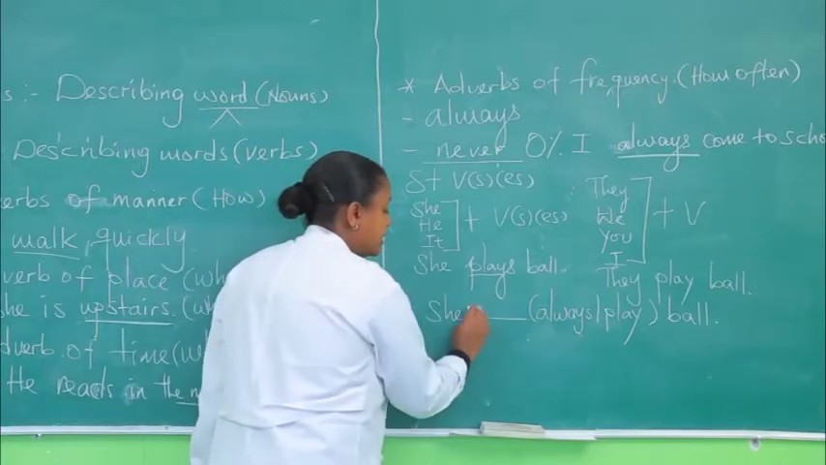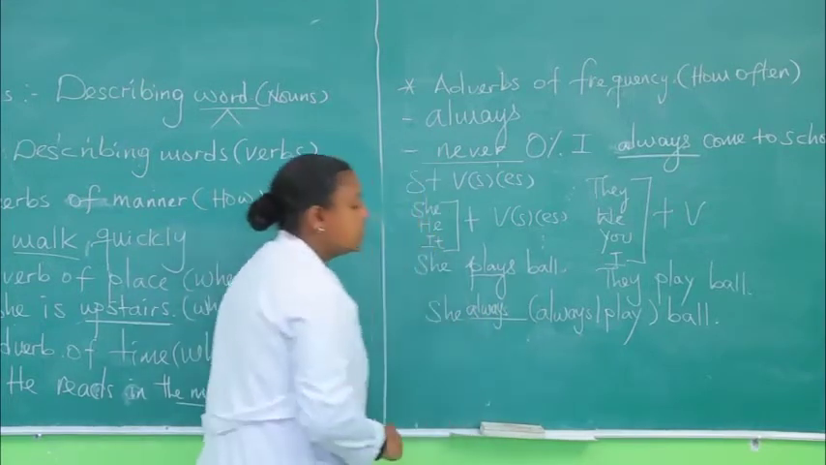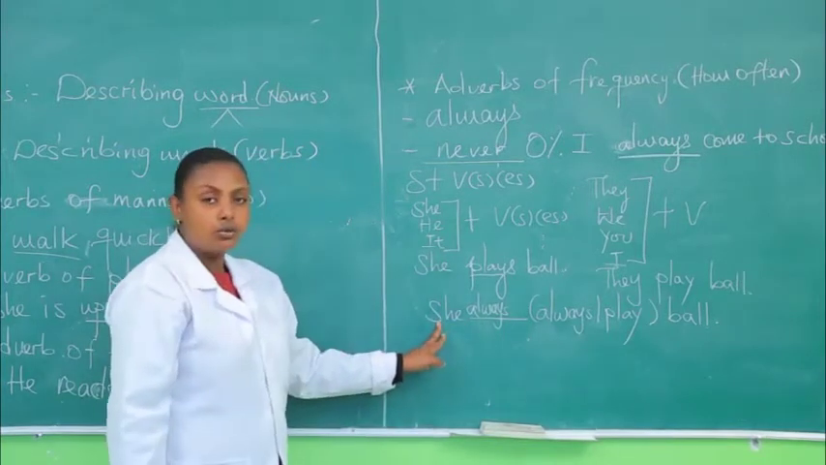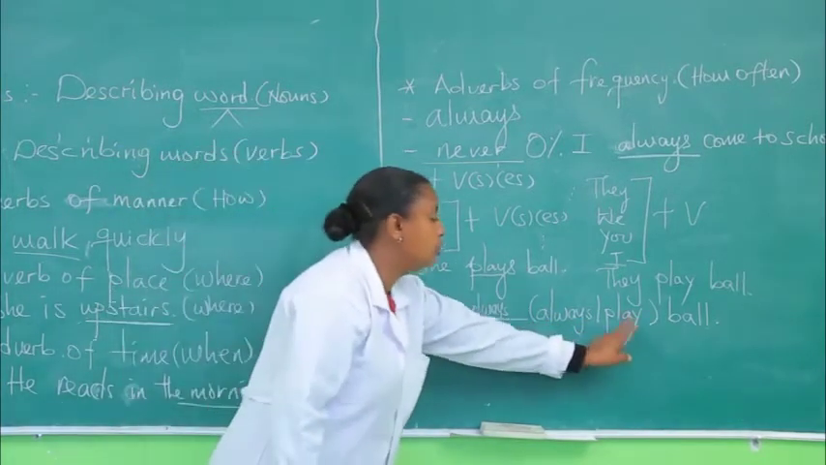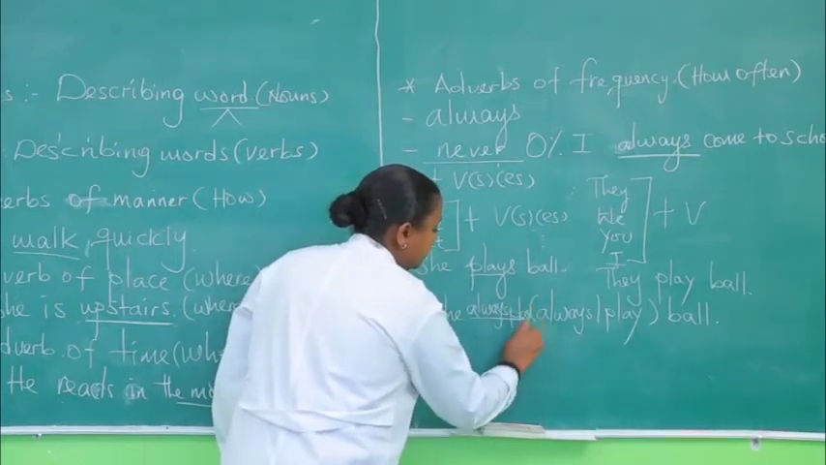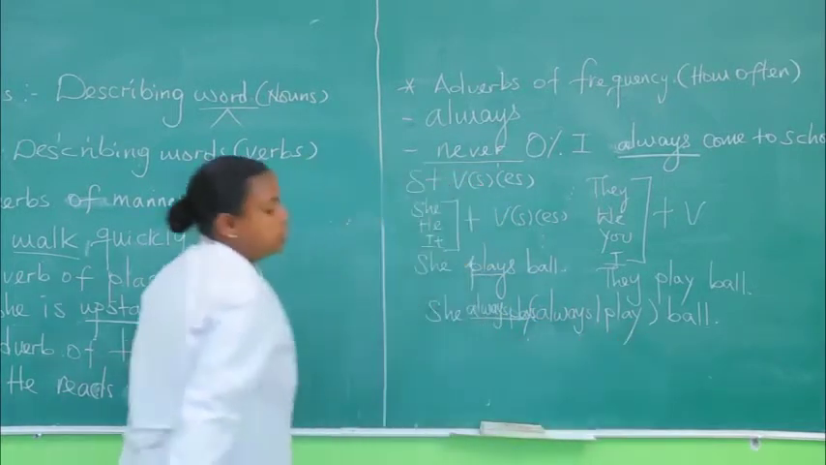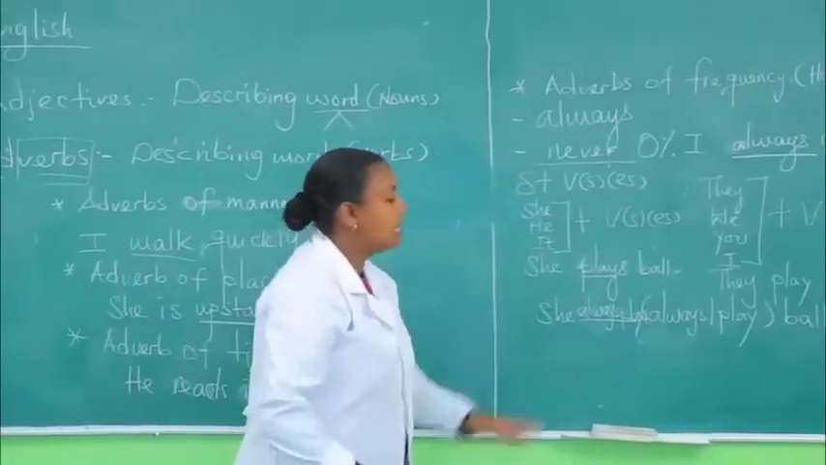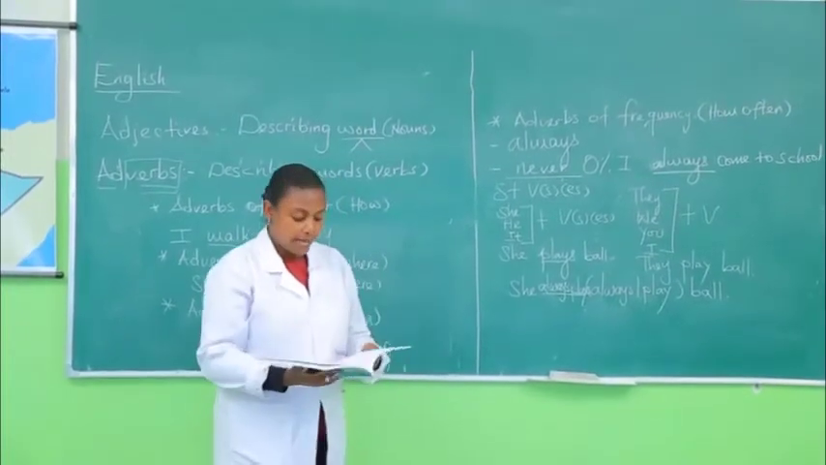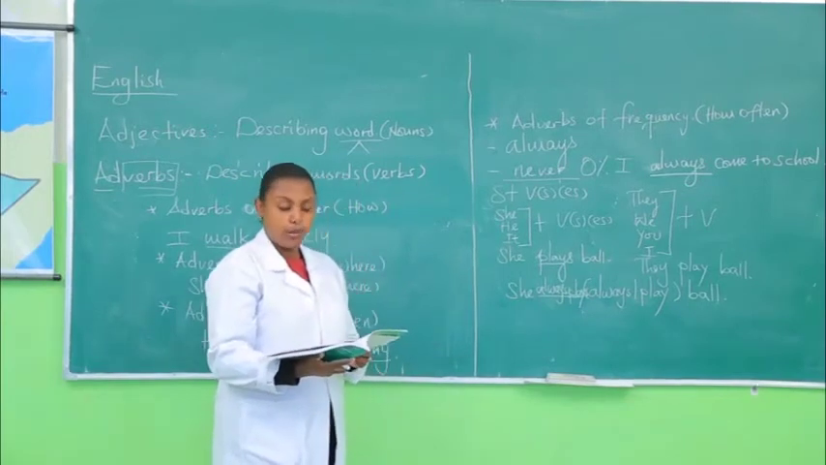She always play or plays? Of course, we have a singular subject. So what are we going to do? Play. S. We will add s to the verb. Plays. She always plays ball. So you are going to fill the blank this way. So the same kind of questions on page 80 of your books is there. Let us at least do some of them and you will finish it by yourself.